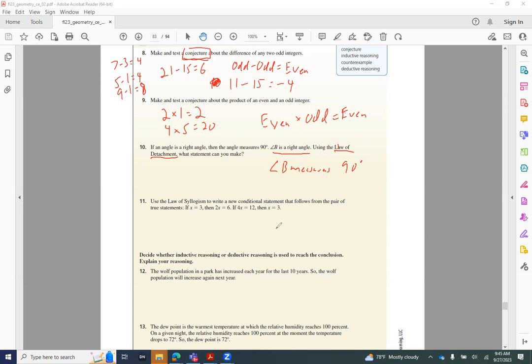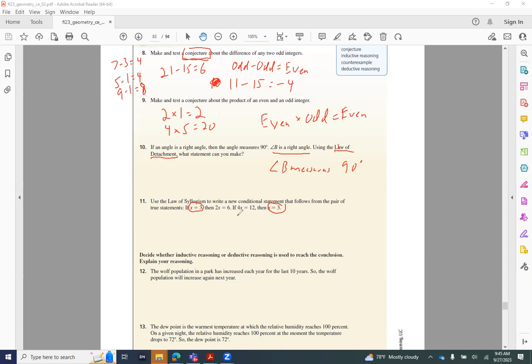So here you have two statements. It says first, if x equals 3, then 2x equals 6. If 4x equals 12, then x is equal to 3. So notice this part and this part repeated. So what can I do then?